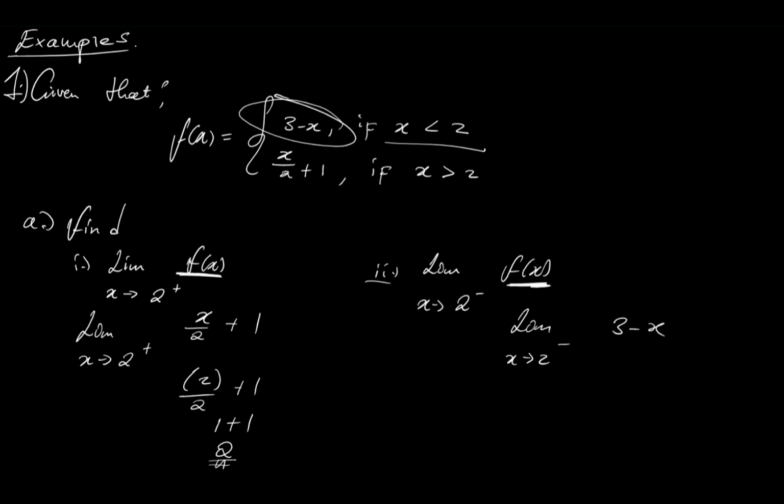Then at this point, all we need to do is to substitute. Upon substituting, we put in 2, and we'll have 3 minus 2. So 3 minus 2, we know is going to give us what? 1. And we have found the limit in A.